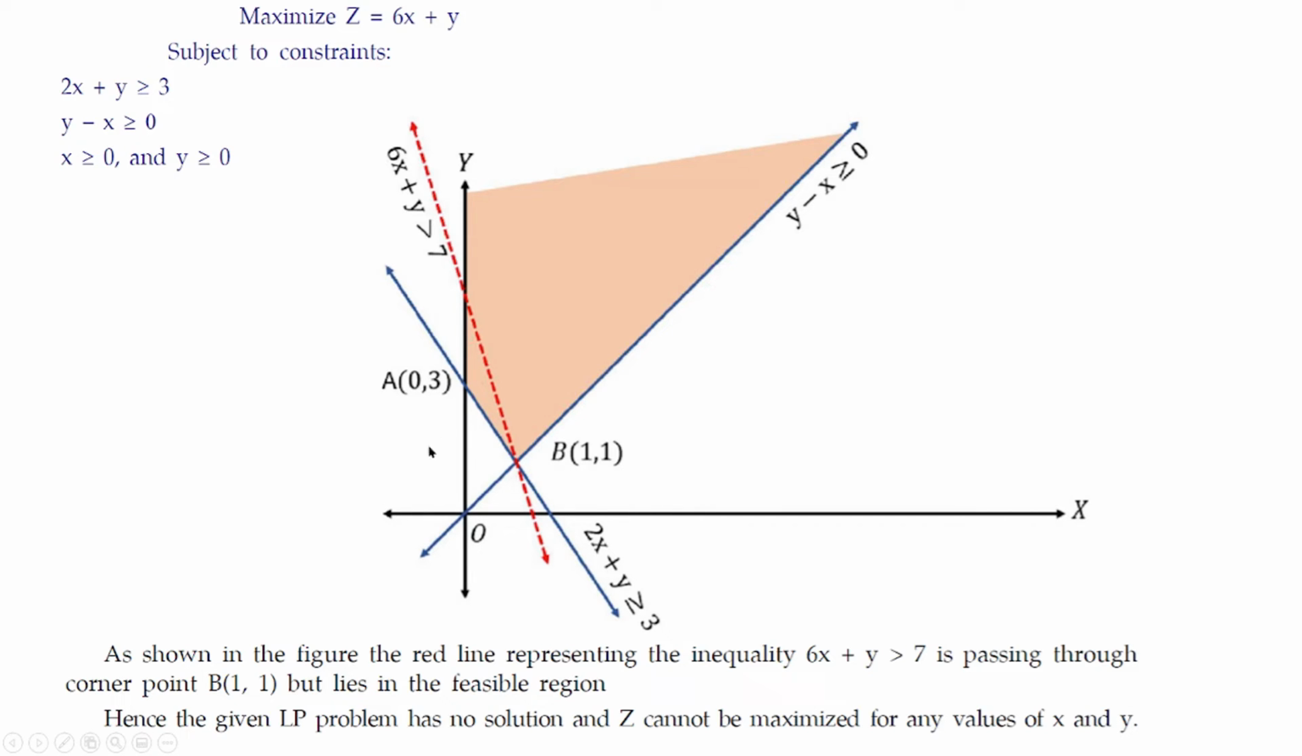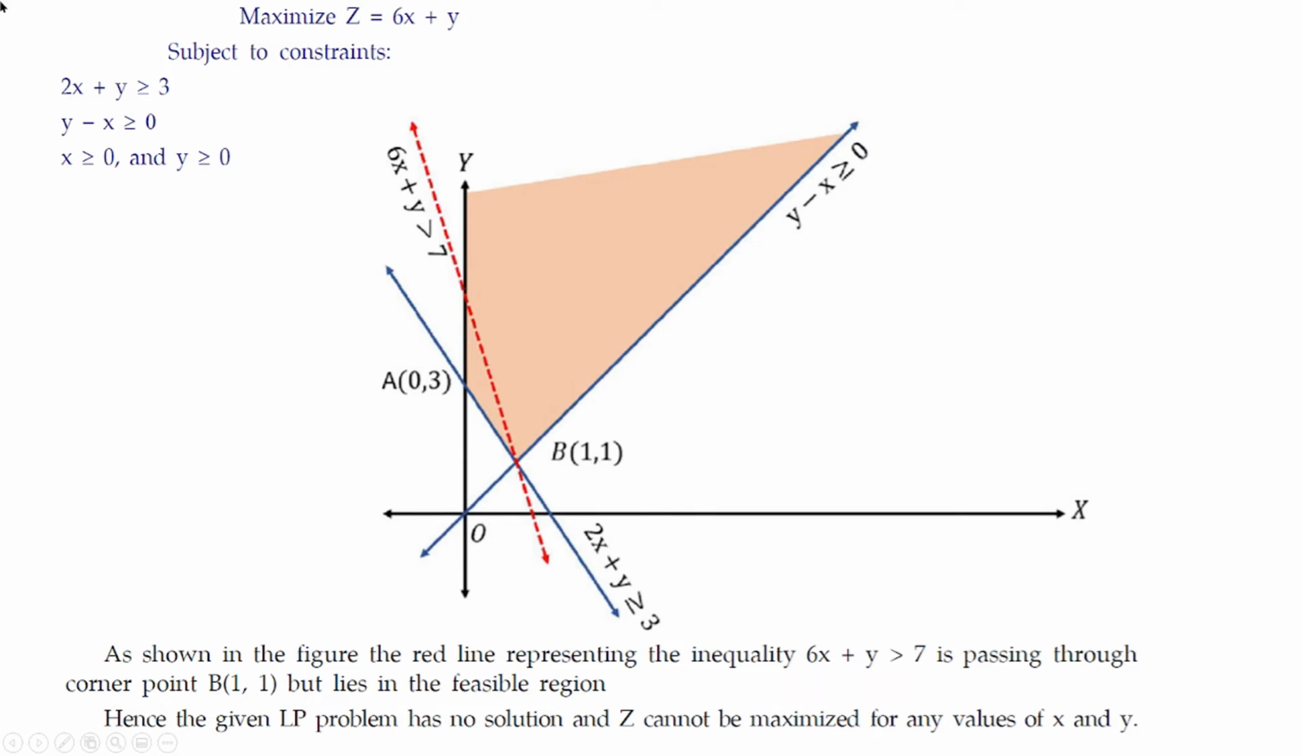So if we have a feasible region which is unbounded, and if the objective function is to maximize z, then we have to find the region corresponding to z greater than the maximum value, and then we have to check whether it interferes or if it crosses the feasible region. If it crosses the feasible region, then the given linear programming problem has no solution and we cannot find the optimal value of z. So here we can see that z cannot be maximized for any values of x and y.